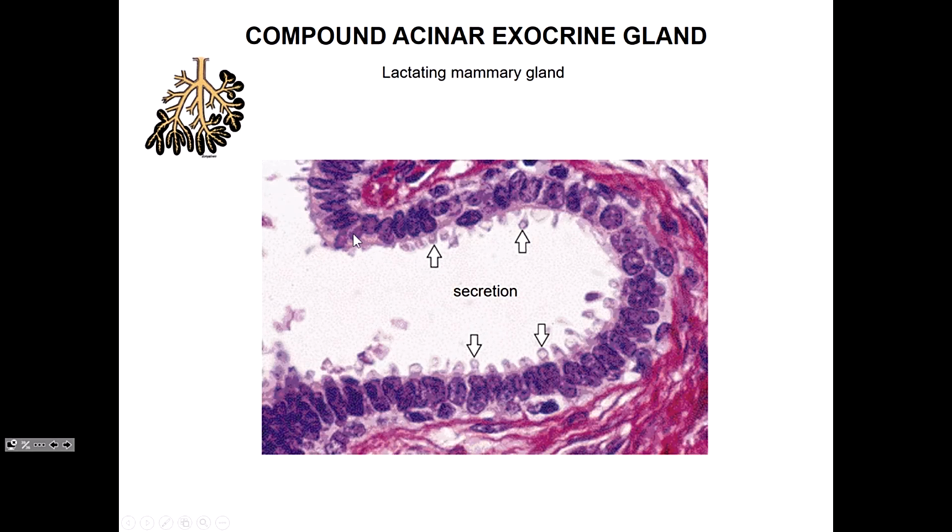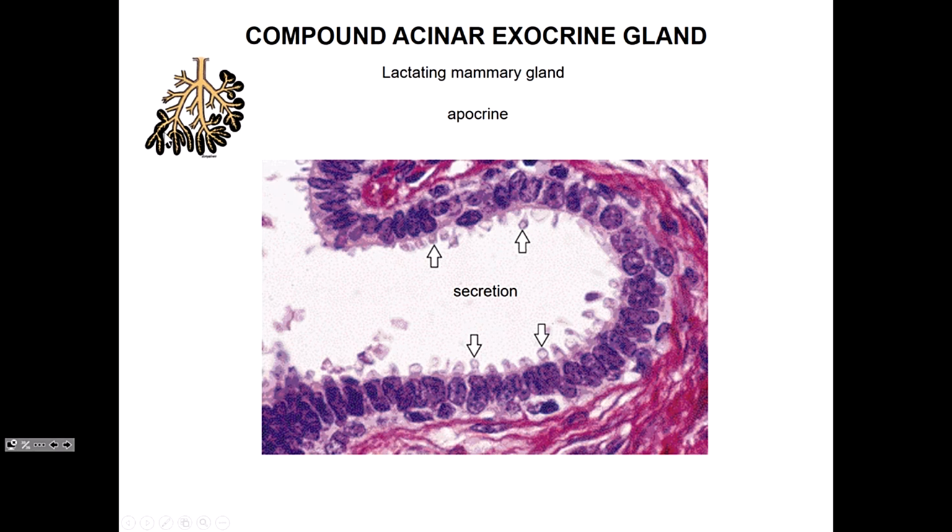Okay, now we're looking at the mammary gland. So the duct portion, branched, therefore it's compound. The glandular portion is acina, kind of grape shape, so it's a compound acina. And because it's the mammary gland, a big chunk of the apical cytoplasm is secreted as one big secretory vesicle, so then that's an apocrine mode of secretion.